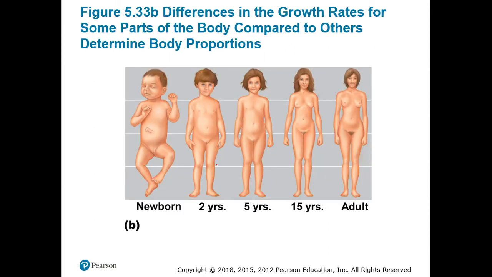This picture here just shows the proportions of your body. So as an infant, a majority of your proportions does come from your torso. As you become 2 years old and as an adult, you become more proportionate. So your limbs actually get longer compared to your torso.